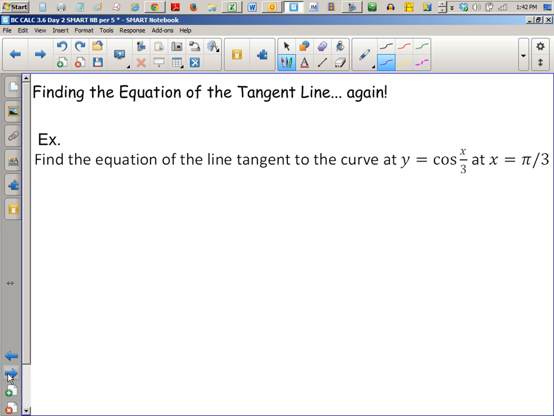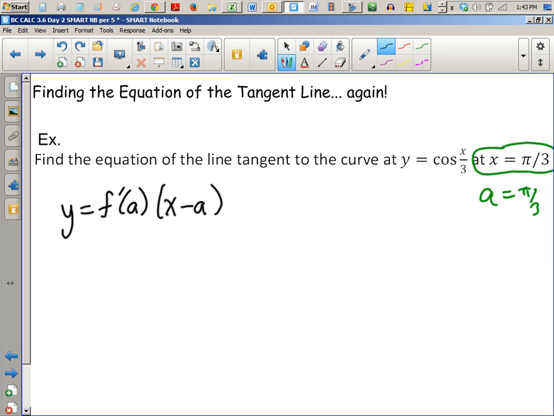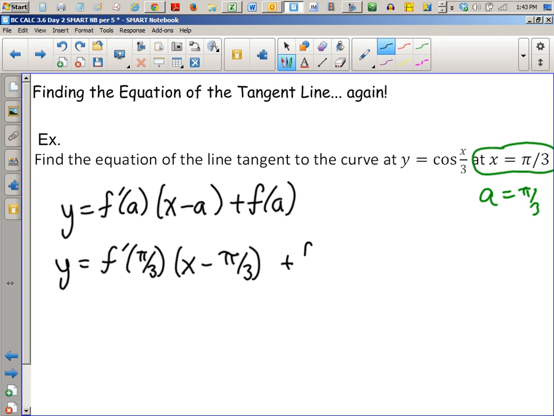Okay, we always do this, right? We always talk about the equation of the tangent line. The functions just get more and more complicated as we go. So I just want to remind you that when you see this phrase, at x equals pi over 3, that means a is pi over 3. So you can use that formula that I gave you: y equals f prime of a times x minus a plus f of a. We love formulas, right? We're trying to find the tangent line equation at pi over 3. So it's f prime of pi over 3 times x minus pi over 3 plus f of pi over 3.